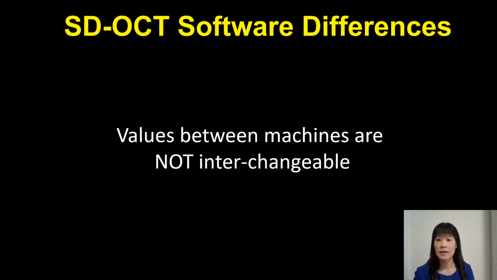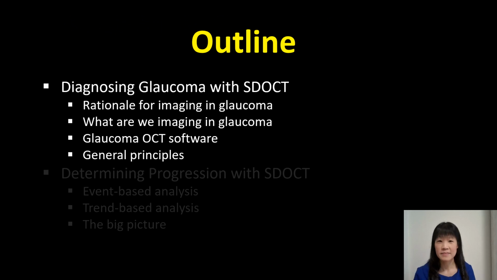So once you use a certain machine for your patient, please stick with that machine for the rest of their glaucoma assessments. So that's glaucoma OCT software, the wonderful benefits that we have in the clinic to help us focus on the three regions of interest, how they can be measured, and how we can tell if they've been affected by glaucoma disease progression.